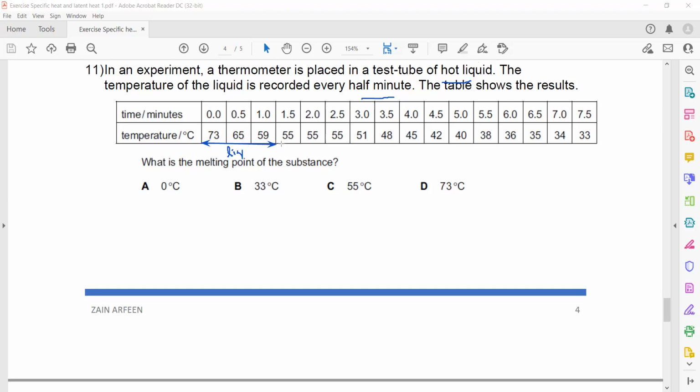But from 1.5 minutes to 2.5 minutes, at 55, the temperature is not changing. It means the liquid is turning into solid, the liquid is freezing. And then, as the temperature is decreasing, it is all solid. So the question is, what is the melting point or freezing point? The temperature is not changing in this region, so that is 55. So the freezing point, or melting point, is 55. Is it clear, that whenever the temperature is not changing, it means the state is changing?